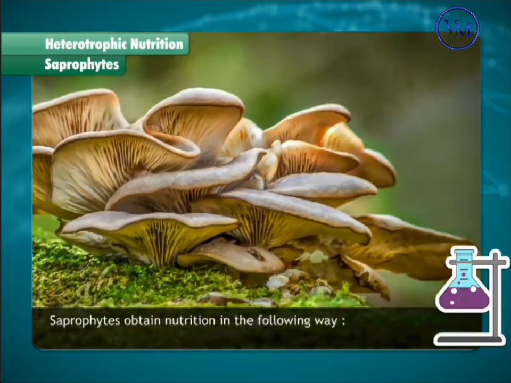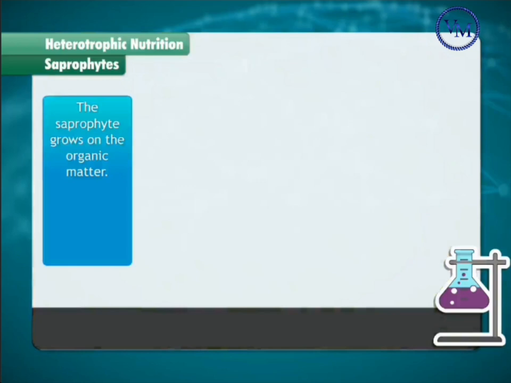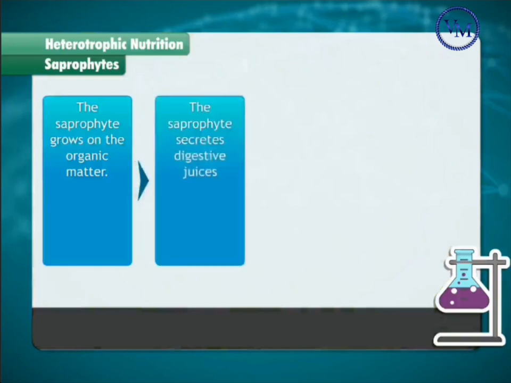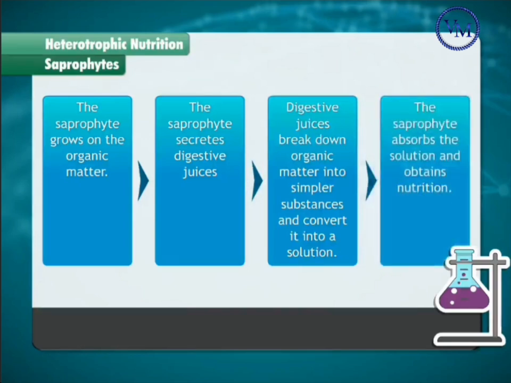Saprophytes obtain nutrition in the following way. The saprophyte grows on the organic matter. The saprophyte secretes digestive juices. Digestive juices break down organic matter into simpler substances and convert it into a solution. The saprophyte absorbs the solution and obtains nutrition.